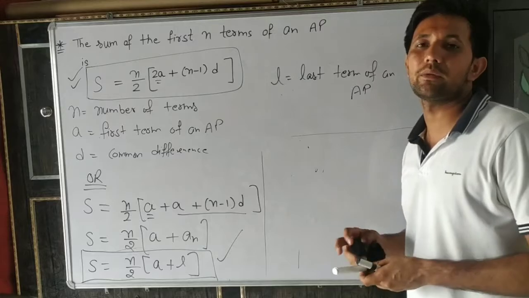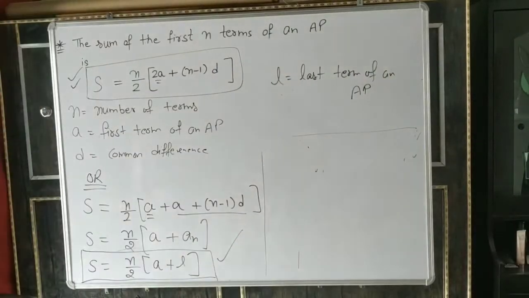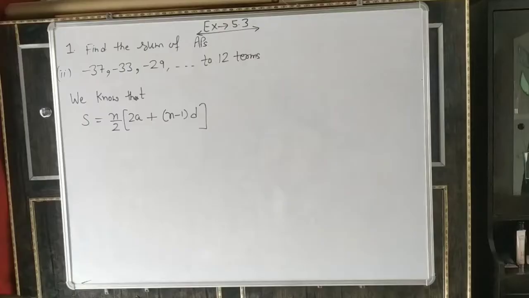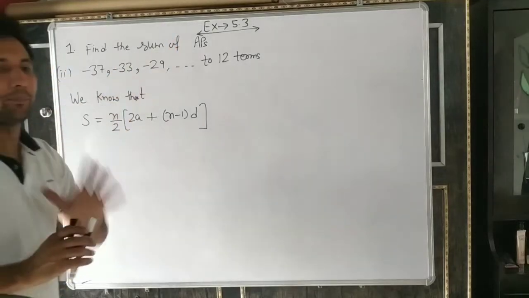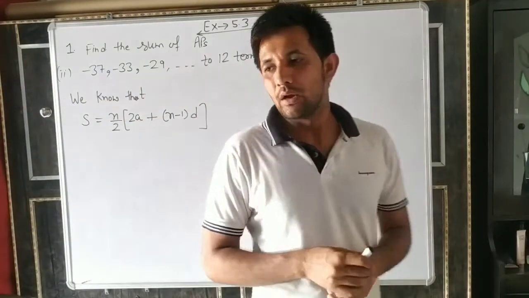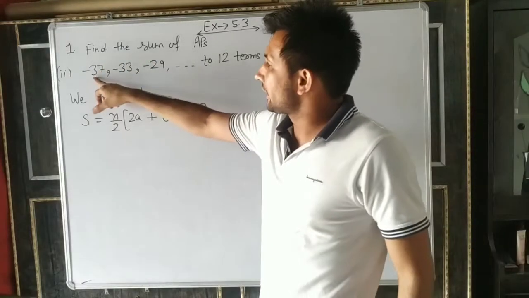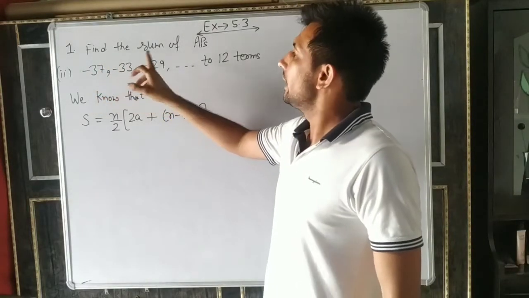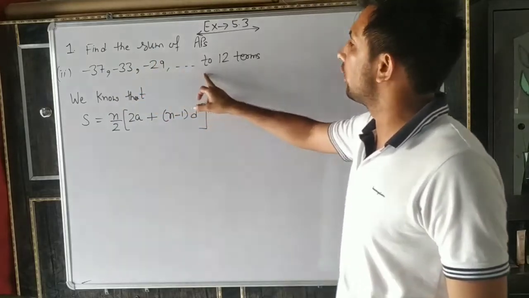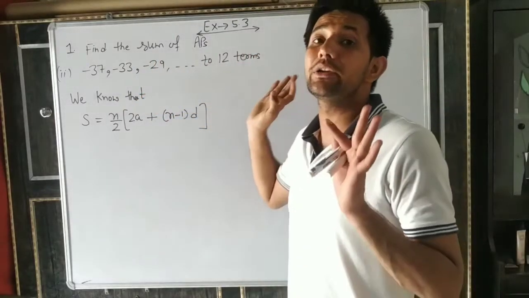Now we start our exercise. Note it down. Now, dear, first question. Find the sum of the APs. The first, second, third and fourth parts are all the same. Minus 37, minus 33, minus 29, and so on, up to 12 terms.